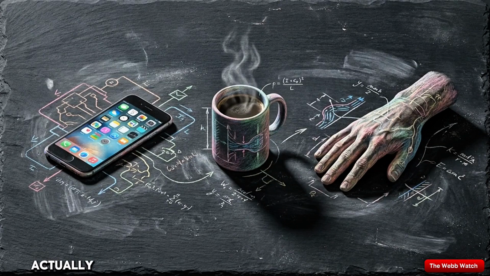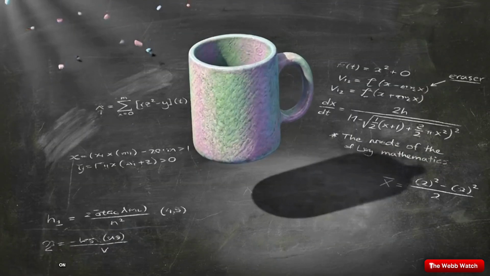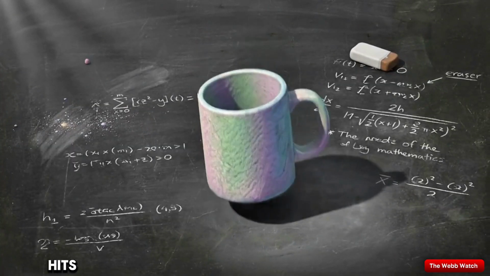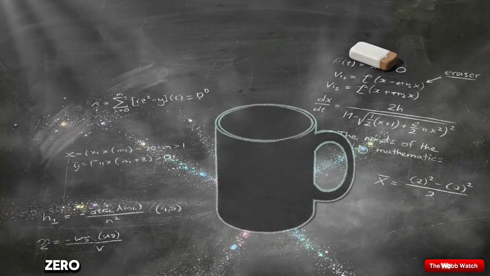You have never actually seen a three-dimensional object. Every solid item around you, your phone, a coffee mug, your own hand, is opaque. Matter on the outside blocks light from bouncing off the inside. When that light hits the back of your eye, it carries zero true depth.